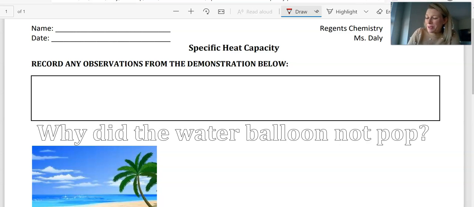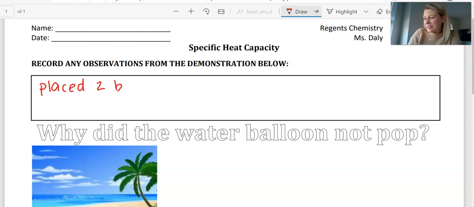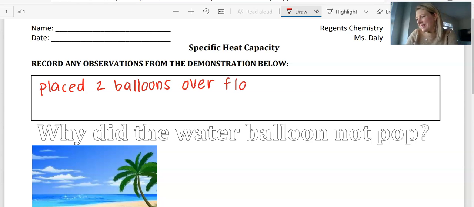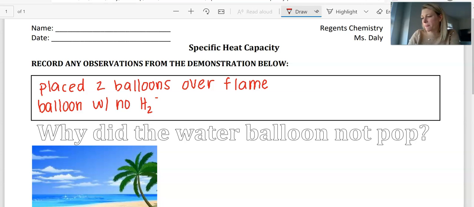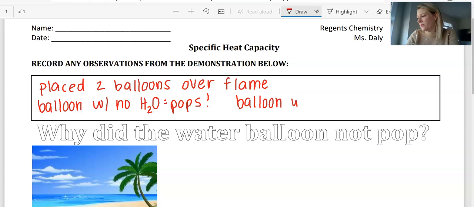So in the video, we placed two balloons over the flame, okay, and the balloon with no water pops, okay, but the balloon that has water does not.